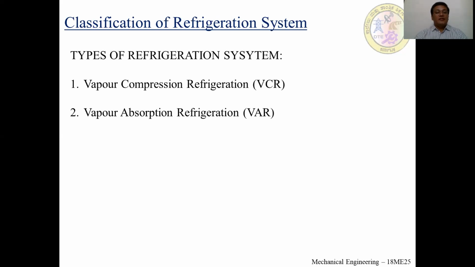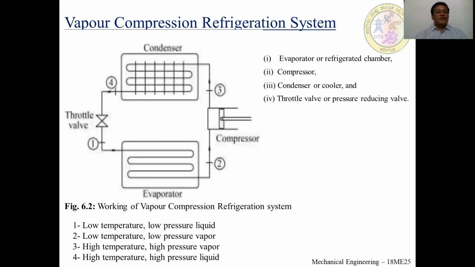So coming to classification, the refrigeration system is classified into two important categories. The first one is vapor compression refrigeration. The second one is vapor absorption refrigeration. So first we'll try to understand the vapor compression refrigeration system.